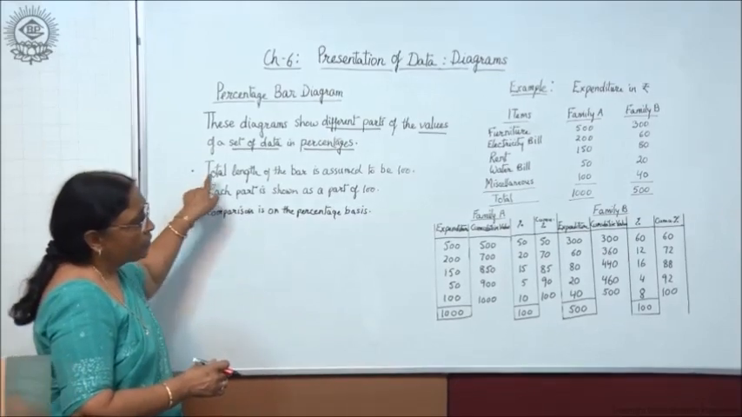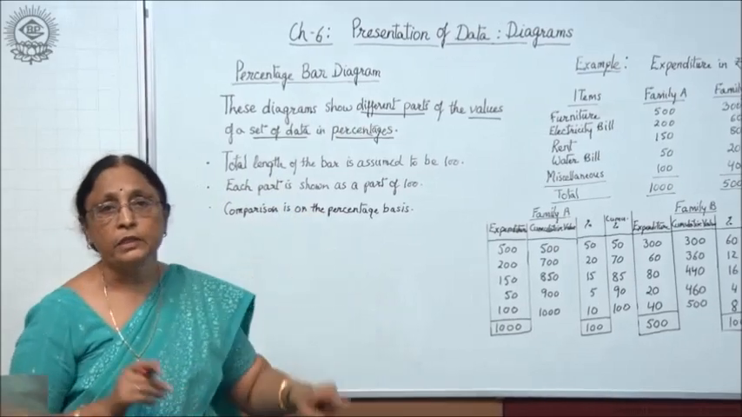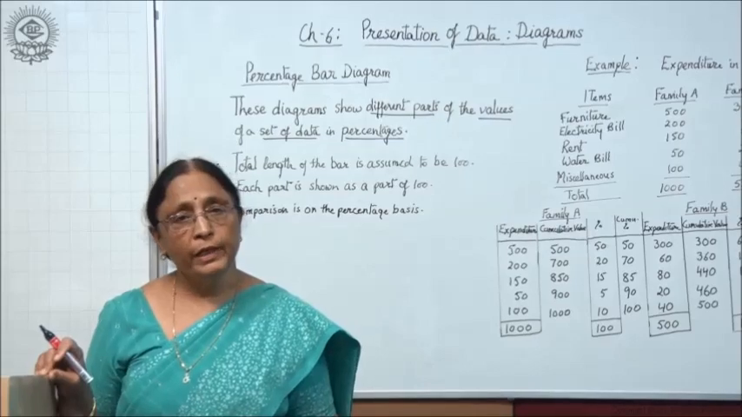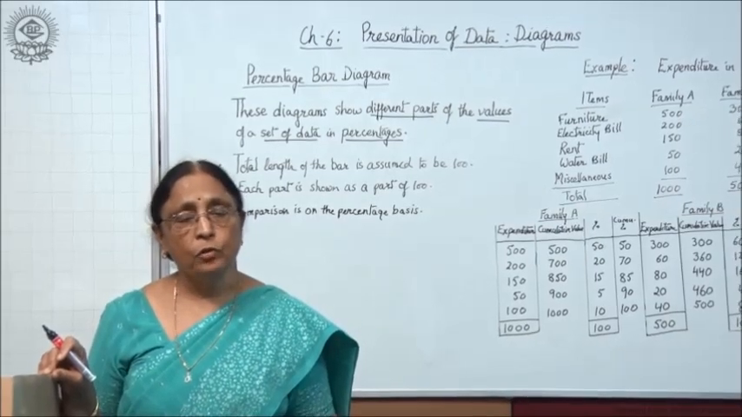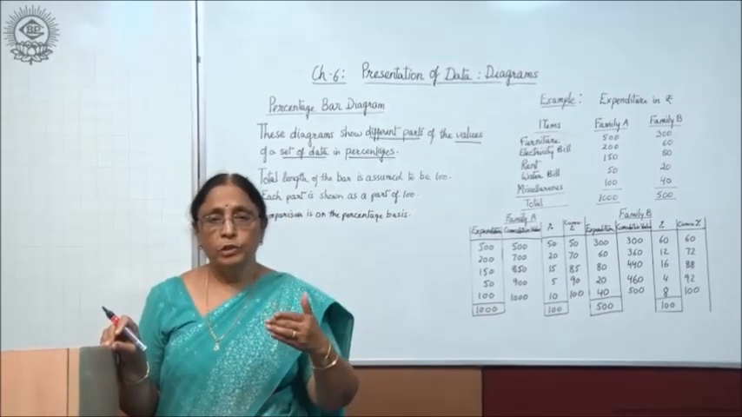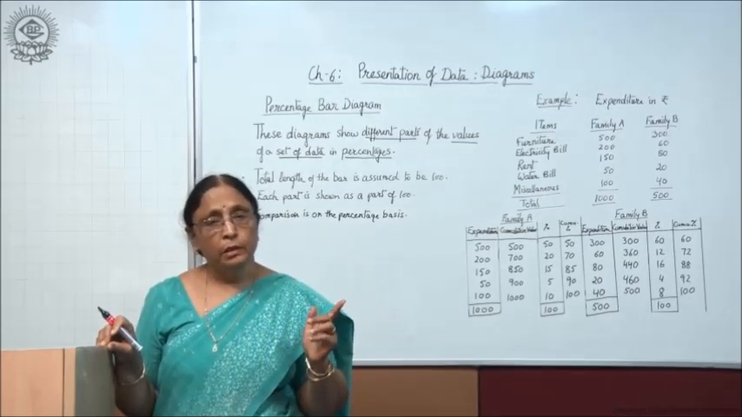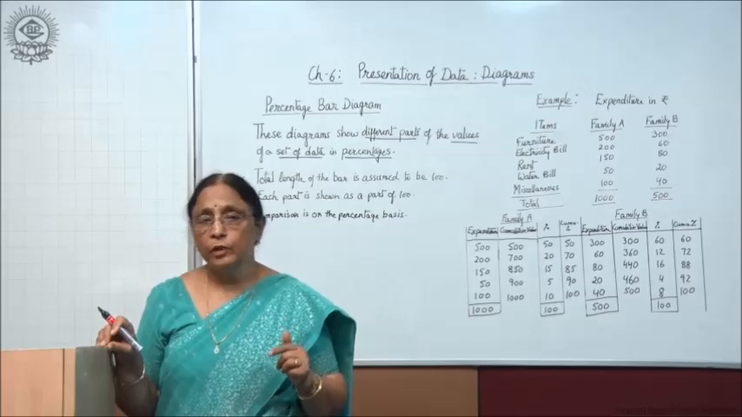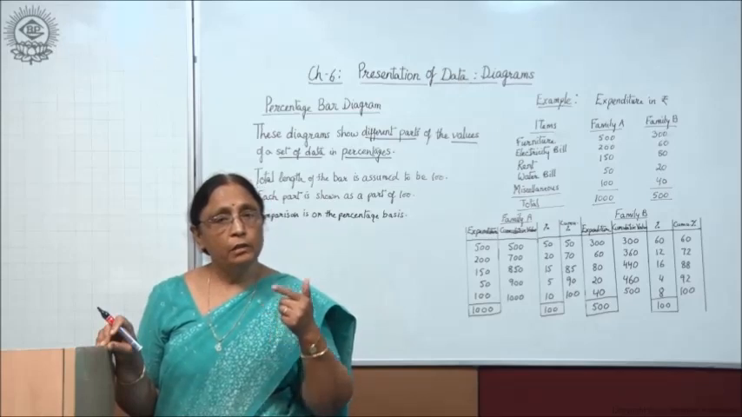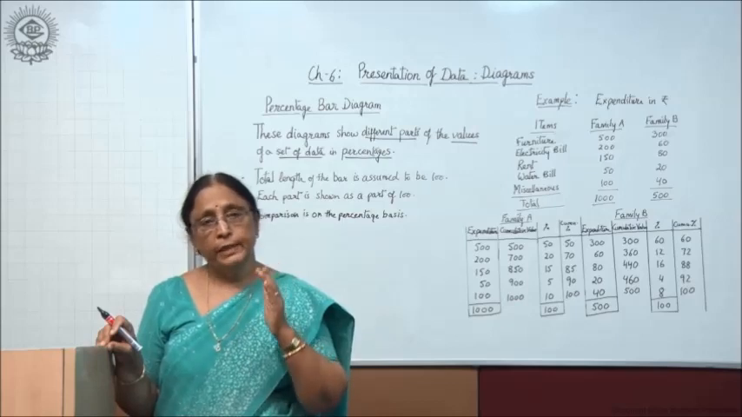Now in this percentage bar diagram, there are three characteristics mainly. Total length of the bar is assumed to be 100, right? As you have done earlier in the simple bar diagram, multiple bar diagrams or even subdivided bar diagrams, the length of the bar was on the basis of the given values. But here the length of the bar will be on the basis of percentage, and the total length of the bar will be 100 only. So all the bars will be of the same length.